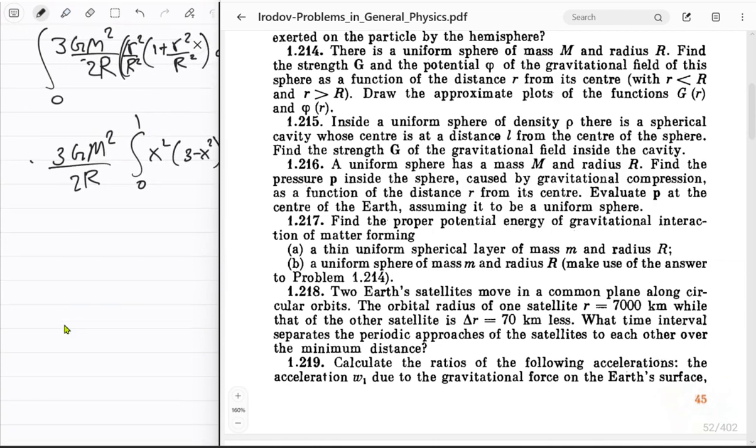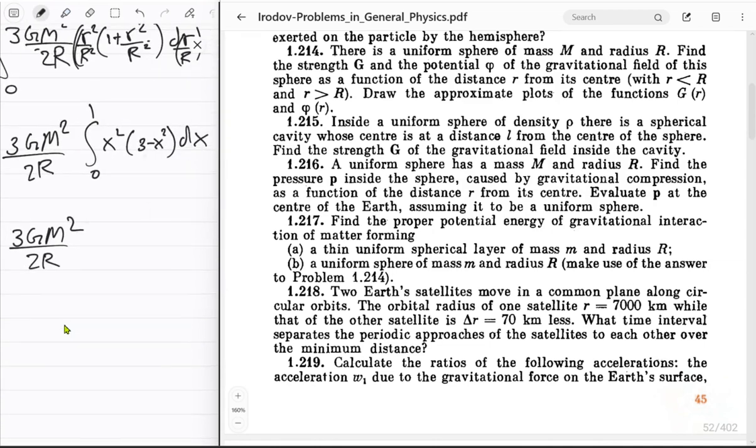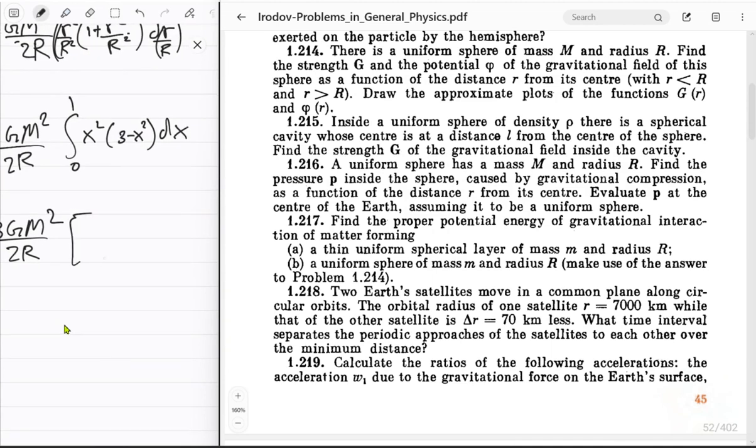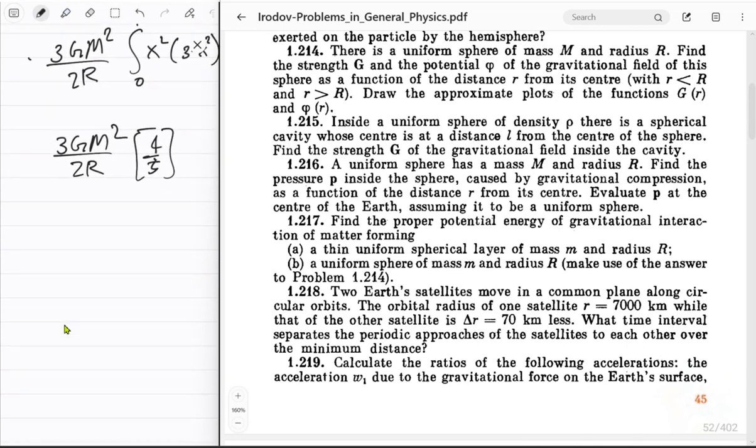Right, exactly. So you got 3GM squared upon 2r, the integration of that thing. First of all, you got 3x squared dx cubed basically. So that's just 1 minus x power 4, so x power 5 upon 5, 1 power 5 upon 5. That 0 part doesn't count. So it's just going to be 4/5 like this. And then this will be 6 upon 5 GM squared upon r, of course.